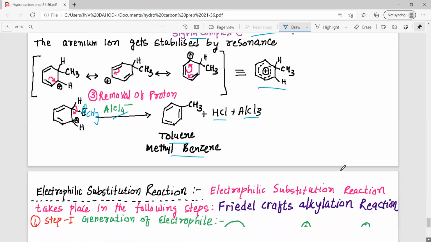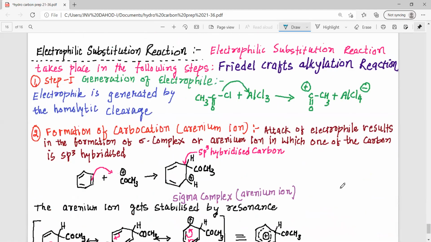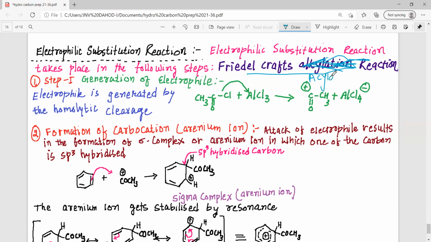Now, my dear students, we have the last mechanism to understand about the electrophilic substitution reaction. That is what is known as the Friedel-Crafts acylation. Here, by mistake, I have written alkylation. It is actually known as the Friedel-Crafts acylation. Please remember, it is Friedel-Crafts acylation. This is how we can write it as an acylation. So here we have Friedel-Crafts acylation.